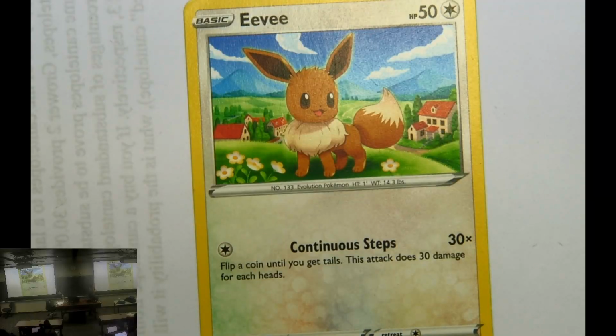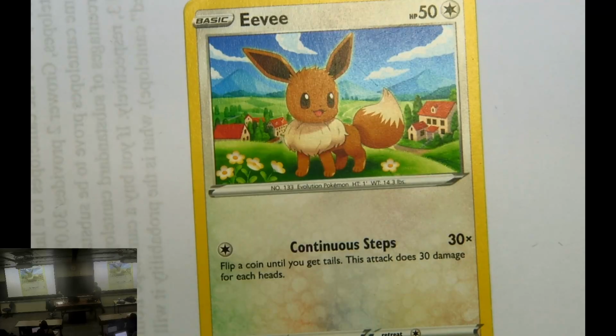So Eevee has this one move called continuous steps. If you don't know, in the card game Pokemon, you play your Pokemon and they fight the enemy's Pokemon, and they have these little attacks. Eevee has one called continuous steps, and it doesn't tell you how much damage it does. It says 30 times damage.